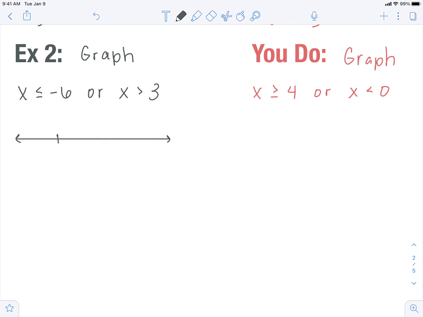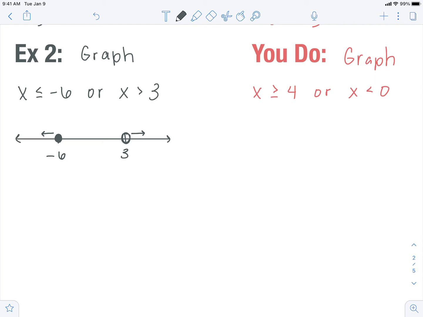So I'm putting the -6 on the line, and I'm putting the 3 on the line, just like I did with the and problems. I'm going to decide which circles I have. What do I have at -6? Closed circle for -6. What about 3? Closed circle. Now, for x is less than or equal to -6, I want to shade to the left, right? For x is greater than 3, you want to go to the right, right? I want to go to the right.